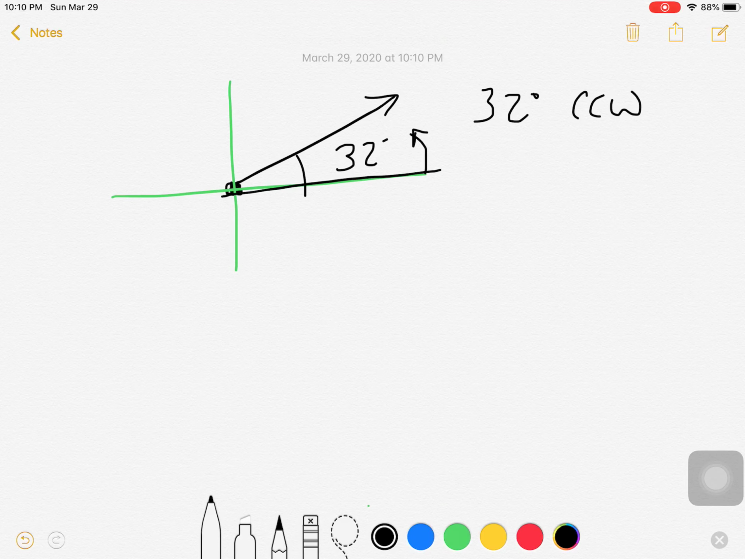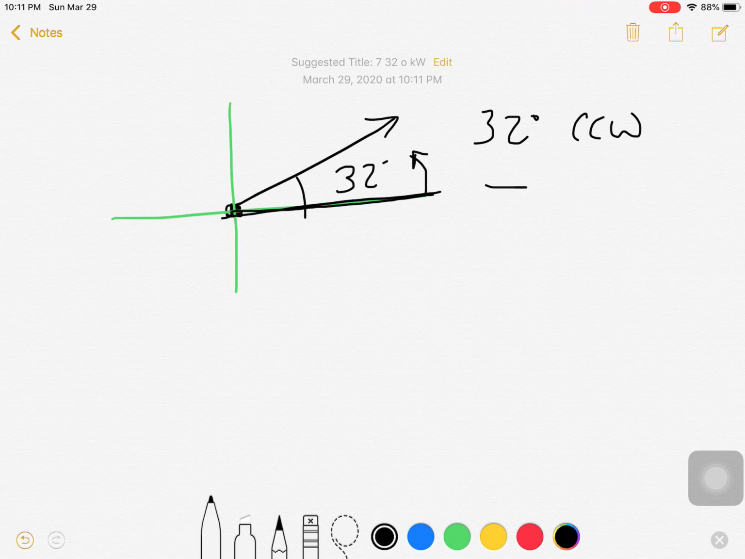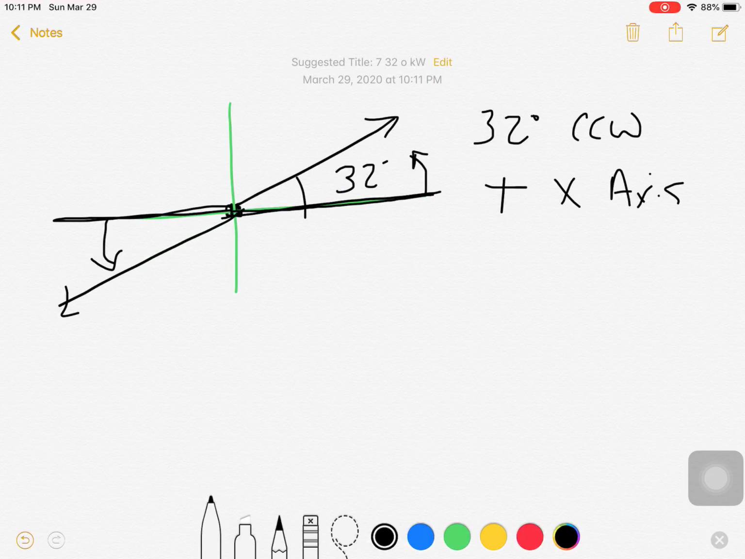Now we have to say what that line is. It's the x-axis, but it's also the positive x-axis. So we say it's 32 degrees counterclockwise of the positive x-axis. If we didn't put the positive in there, someone could say it was from the negative x-axis, and that's here, and 32 degrees counterclockwise would be like that, and we'd have exactly the opposite arrow. So you have to specify whether you're going from the positive or negative axis.